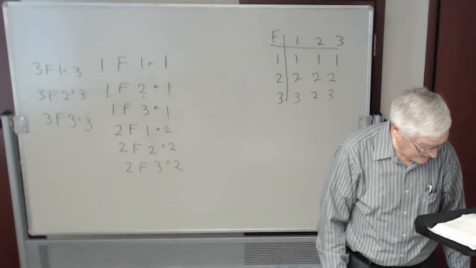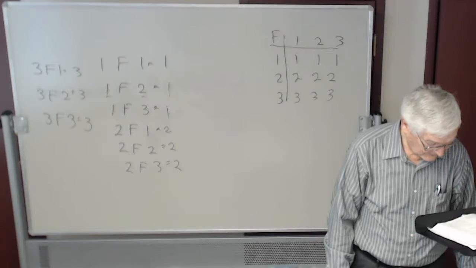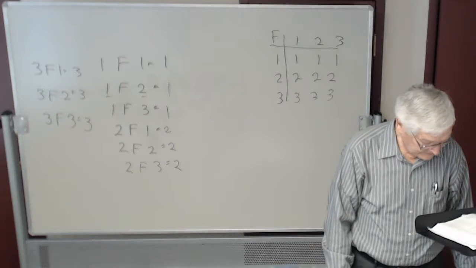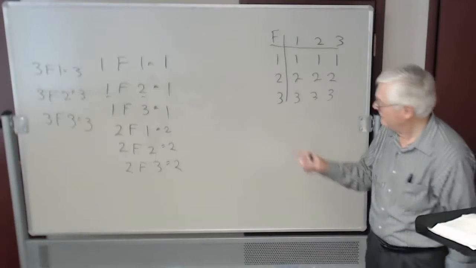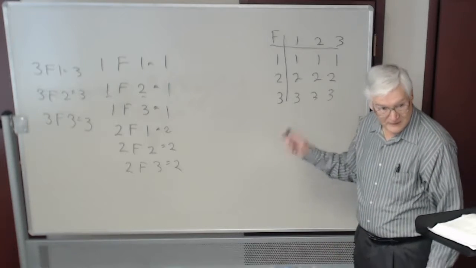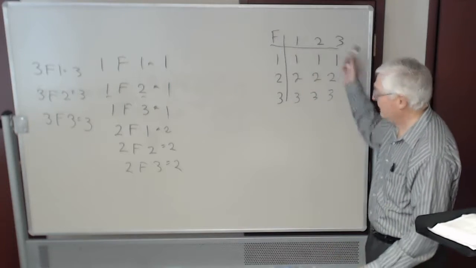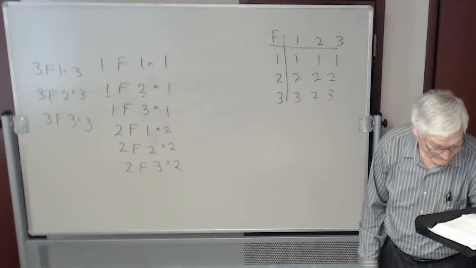So now we've got the chart filled in. Is A closed under the operation F? Yes. Because you got one of the elements, 1, 2, or 3. Yep. Good. Powerful.